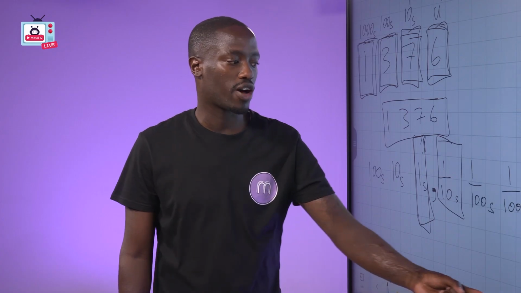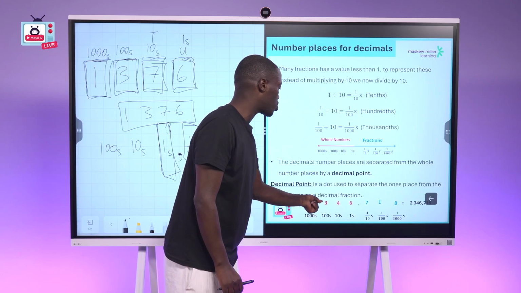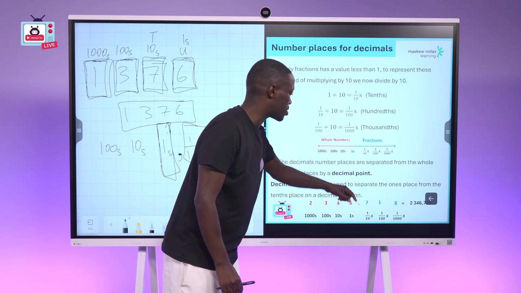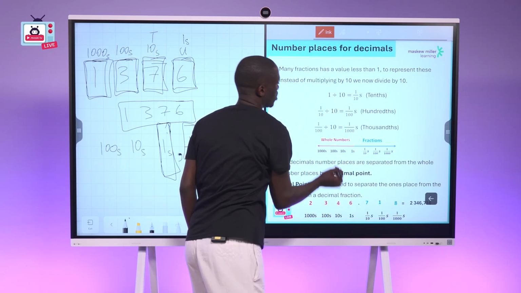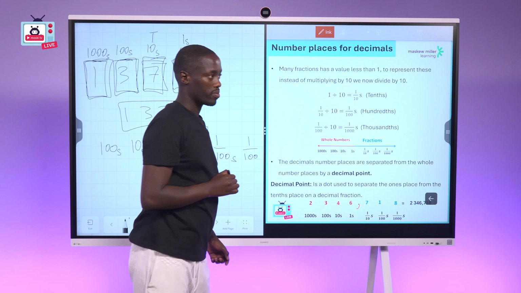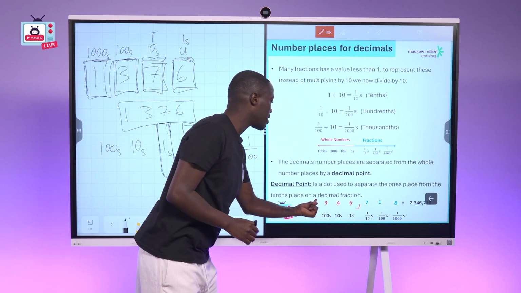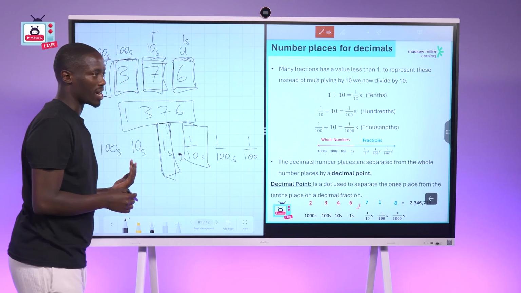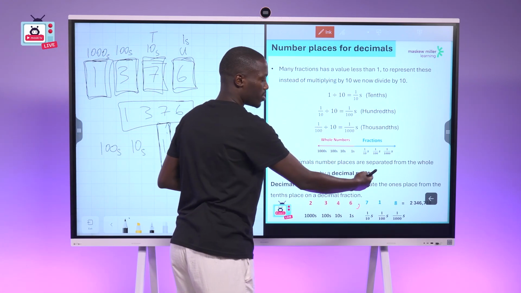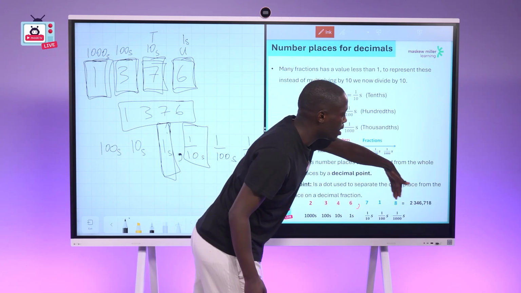So this means if I have a number that is 2,346, can you see that there is a comma there? Can you see that we have a comma there? That means 2,346, that is my whole numbers part. And then on the right of it, just after the comma, I have my decimals.